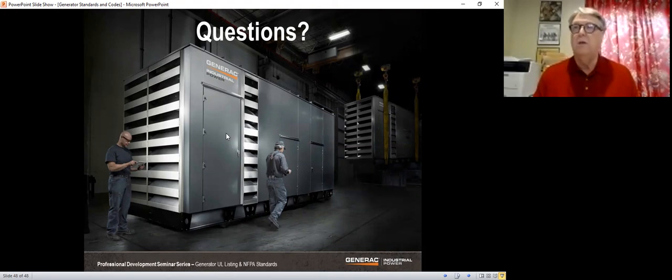How long should a generator last? Well, generators should last probably about 25 years. And I would say if you have a generator that's more than 25 years old, it might be good to look at replacing it. But there is nothing in the standards that requires you to replace it.